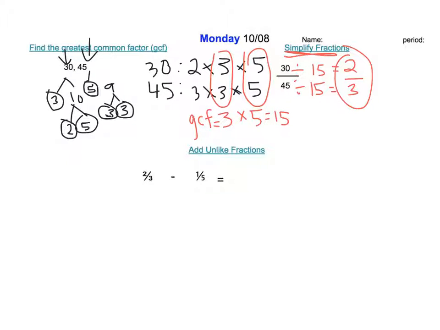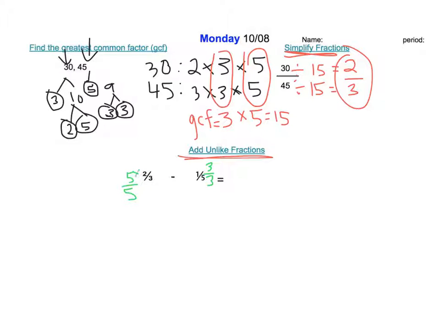Now last but not least, we're going to look at adding unlike fractions. First off, you're going to look at these and realize 3 and 5 are not the same, so that makes those fractions unlike each other. So the way that we handle that is we're going to multiply the fraction 2/3 by 5 over 5, because that's 1 whole, and anything multiplied by 1 does not change in value. And on the other side, we're going to multiply it by 3 over 3.